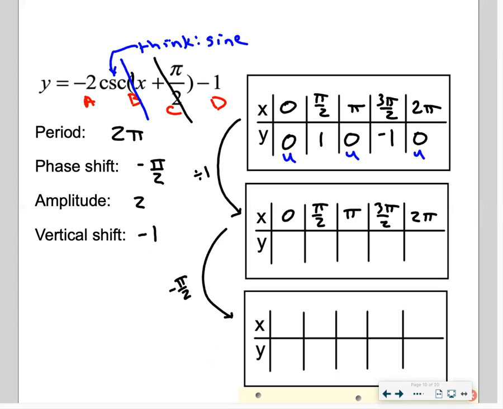Let me know if you just need me to slow down. So I'm going to go 0 minus pi over 2 is negative pi over 2. Pi over 2 minus pi over 2 is 0. Pi minus pi over 2, if you found common denominators, would be pi over 2. 3 pi over 2 minus pi over 2, if you found common denominators, would just be pi. Same thing with the last one, find common denominators. We end up with that.